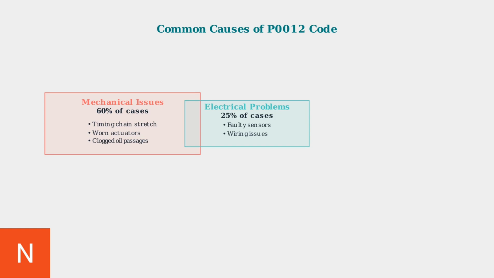These include faulty camshaft position sensors and damaged wiring that prevent the engine control module from accurately controlling or monitoring camshaft timing. Oil-related issues cause the remaining 15% of cases. Low oil levels or incorrect oil viscosity can prevent the hydraulic VVT system from operating properly, leading to timing errors.